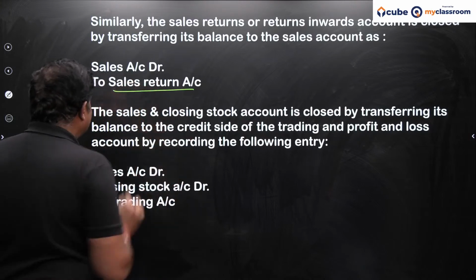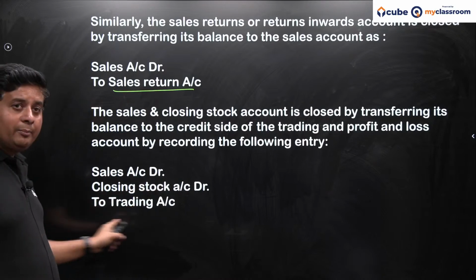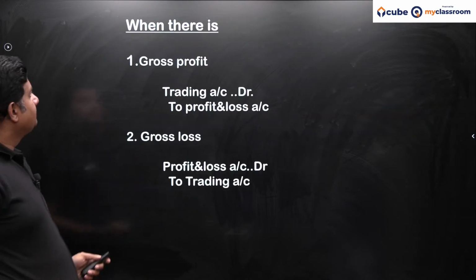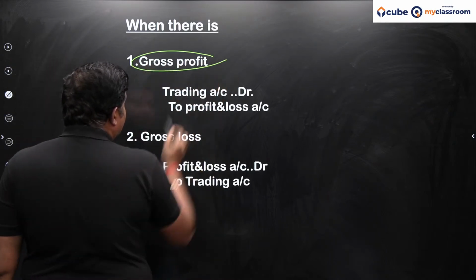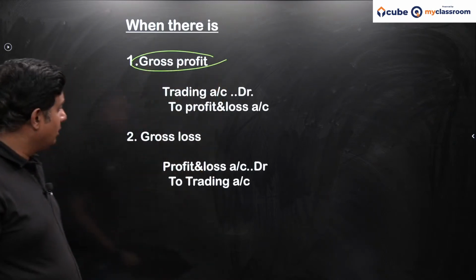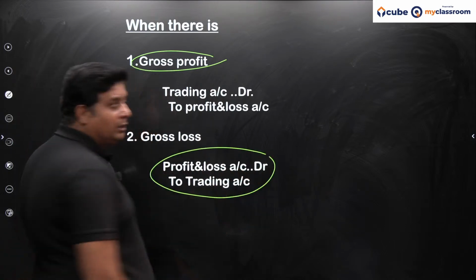sales return in the sales, and now the next entry should be sales account debit, closing stock account debit to trading account. If there is a gross profit, then the journal entry should be trading account debit to profit and loss account. If there is a gross loss, the journal entry should be profit and loss account debit to trading account.